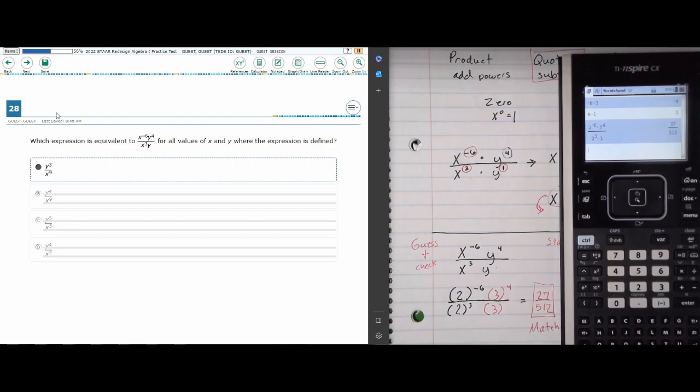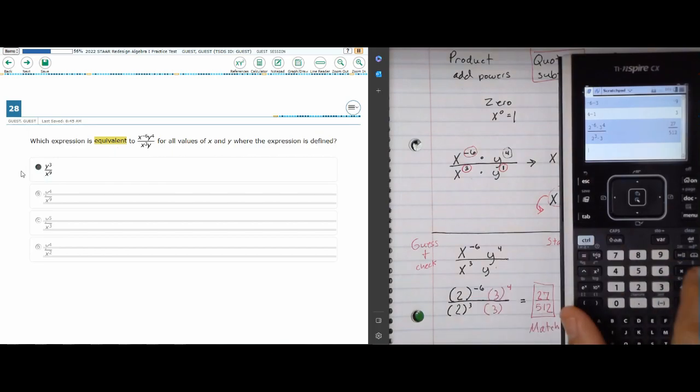If it is an equivalent, notice they have the word equivalent in here. If it really is equivalent and it was done properly, I should get the same answer for this value of a when I substitute 2 for the x and 3 for the y, as I did when I substituted 2 for the x and 3 for the y in this one that wasn't simplified. So let me show you.